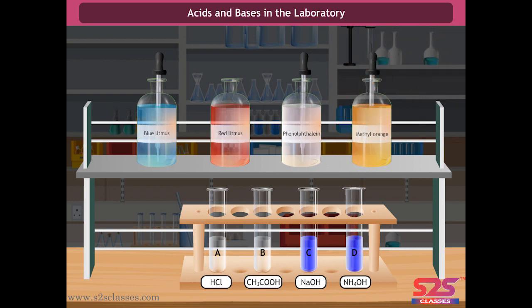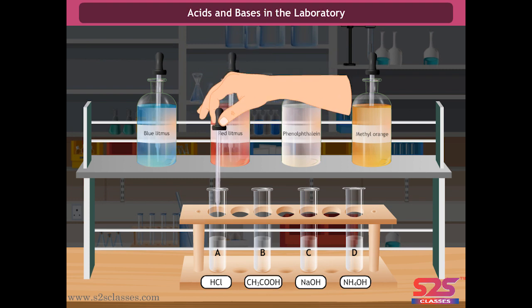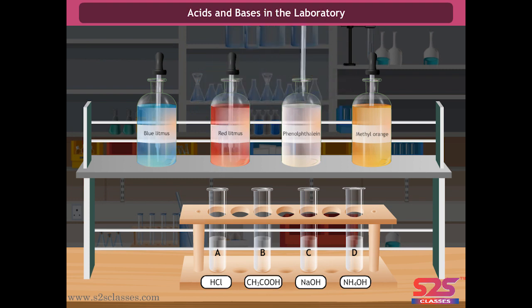You will observe that the test tubes A and B will remain unchanged with red litmus, while the test tubes C and D will change red litmus solution to blue. Add 2 to 3 drops phenolphthalein in each test tube. Now observe it.